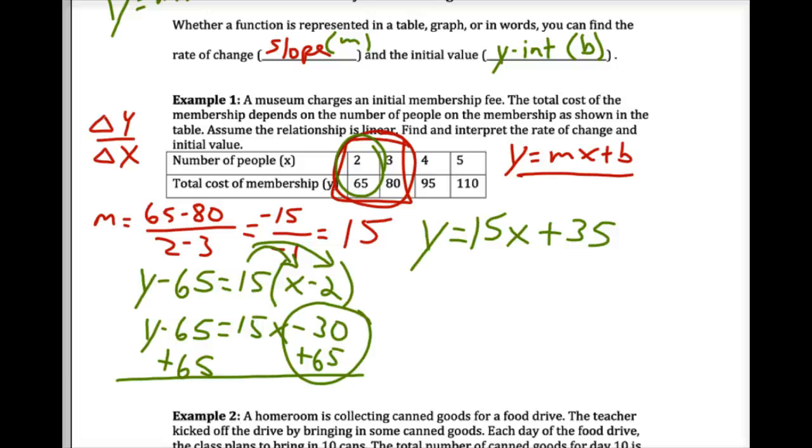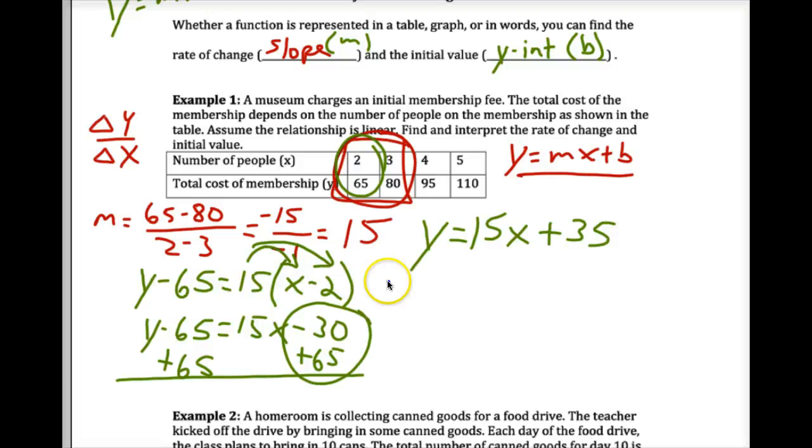From our museum situation, can anybody tell me what these numbers mean? What do the 15 and the 35 represent? What do you think? That it's $15 per person for membership. Correct? And that the initial value is a flat fee. There you go. Very good.